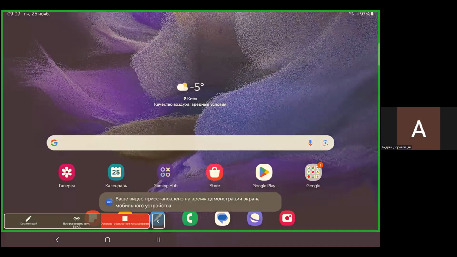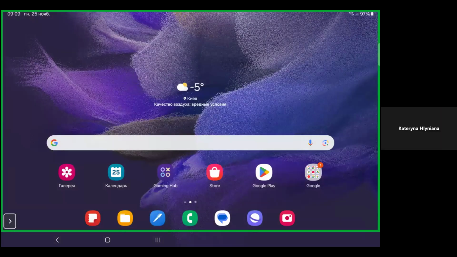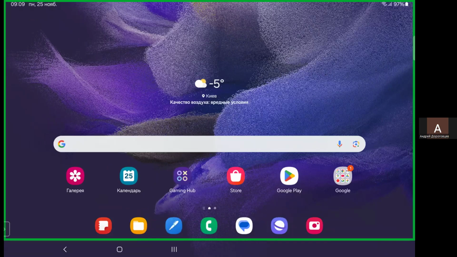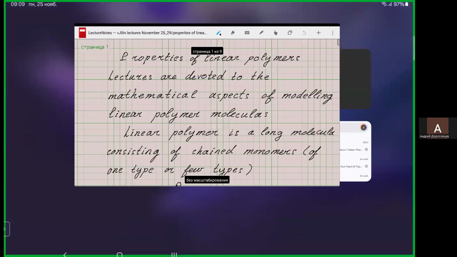Since then, let me introduce myself as the first speaker today, and my lecture will be devoted to the beginning of the study of mathematical models of linear polymers. Let's start, and I will demonstrate my screen. I hope it is visible now. Yes, we can see. Okay.